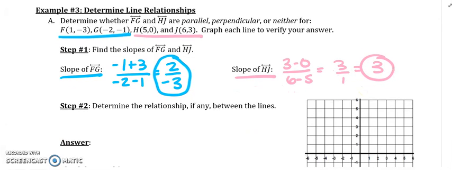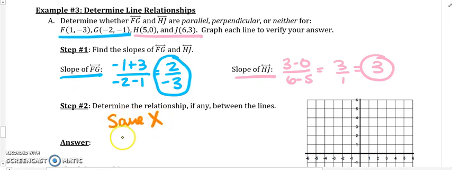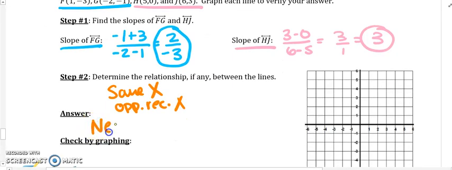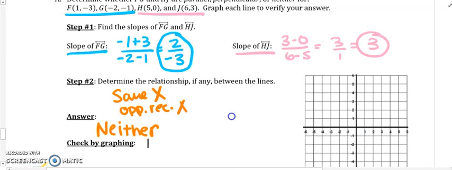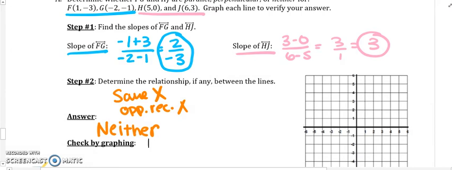So I have -2/3 and 3. Well, are they the same? Nope. Are they opposite reciprocals? Nope. So they are not. And we are going to graph these two points for F and G, and then graph the points for H and J and see what happens. So I want you to plot those two points, make a line, plot those two points, make a line right now, and then check that.